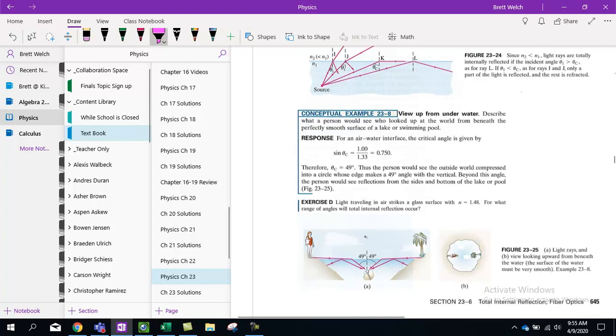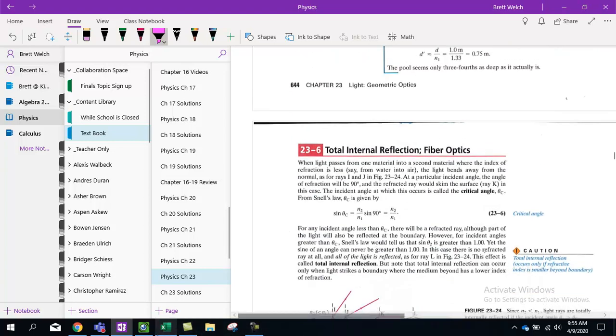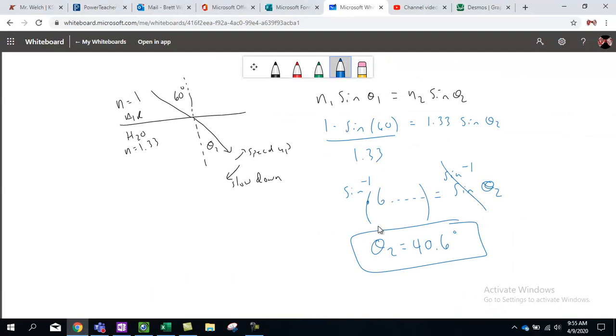What we find is that if we take Snell's law and we tweak it just a little bit, and we let theta 2 be 90 degrees, well, the sine of 90 is 1, right? So if we solve for sine of theta, we'll call this C, it equals N2 over N1. This is our total internal reflection rule.